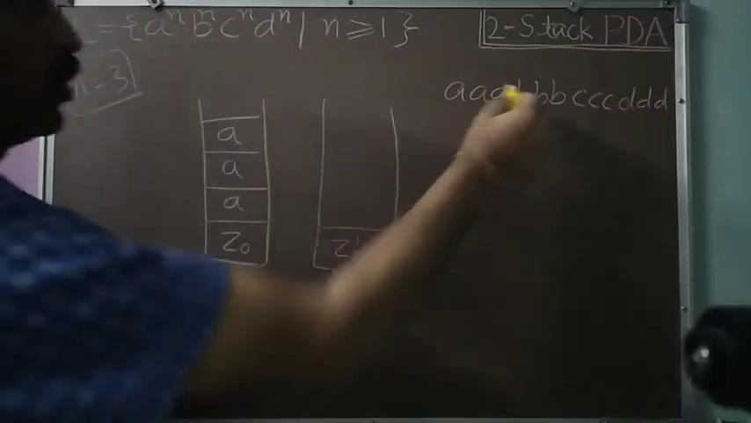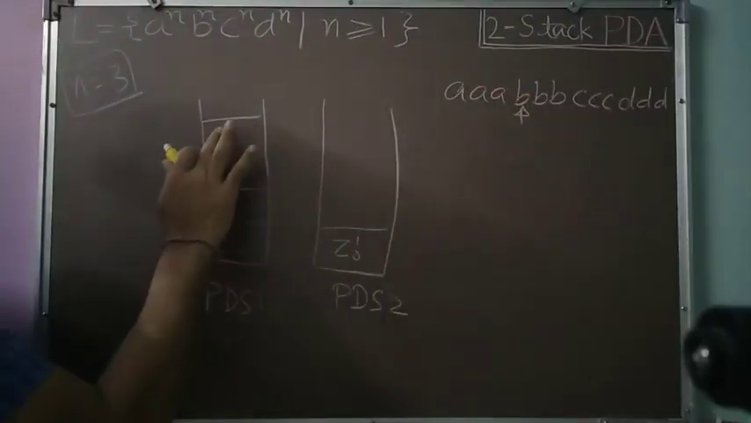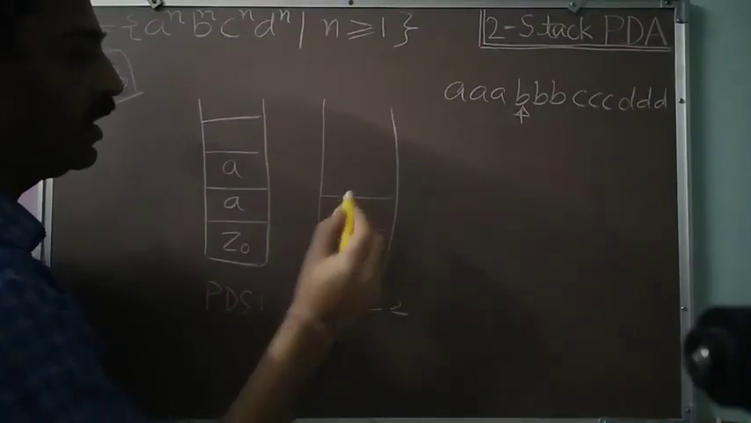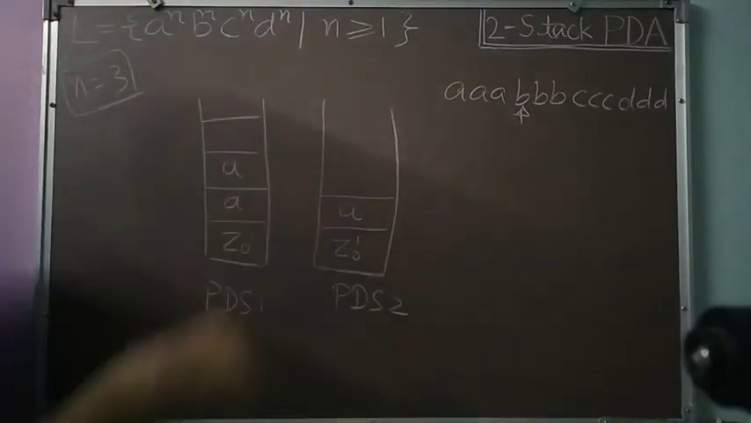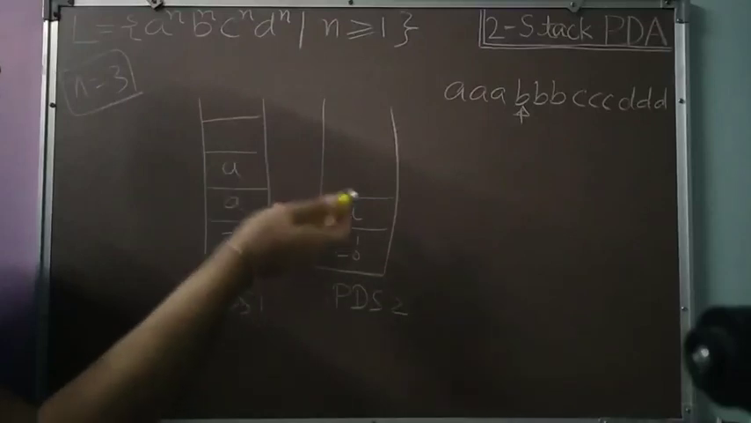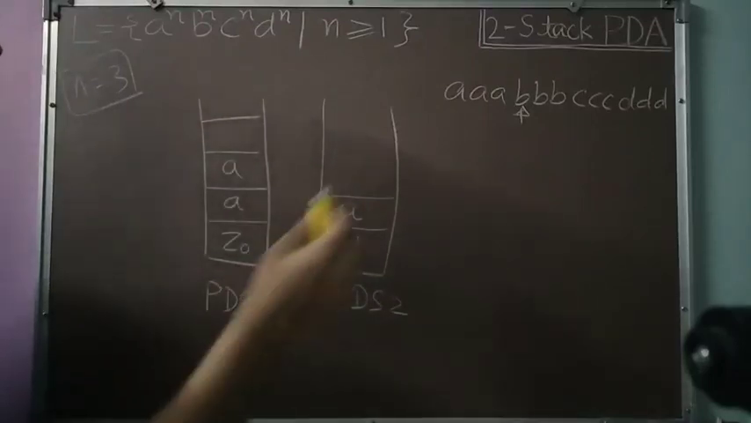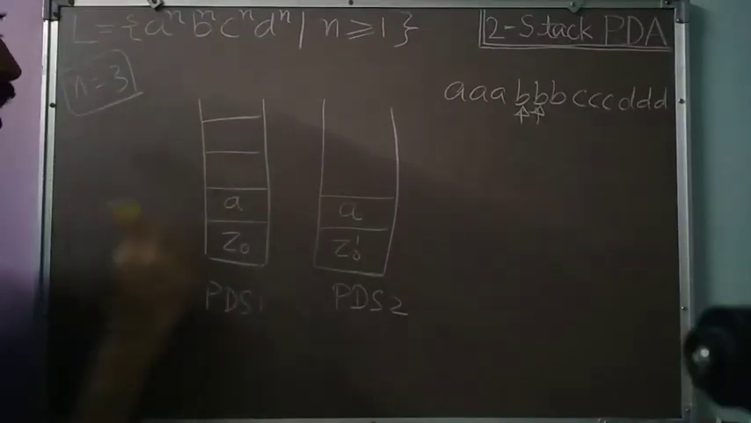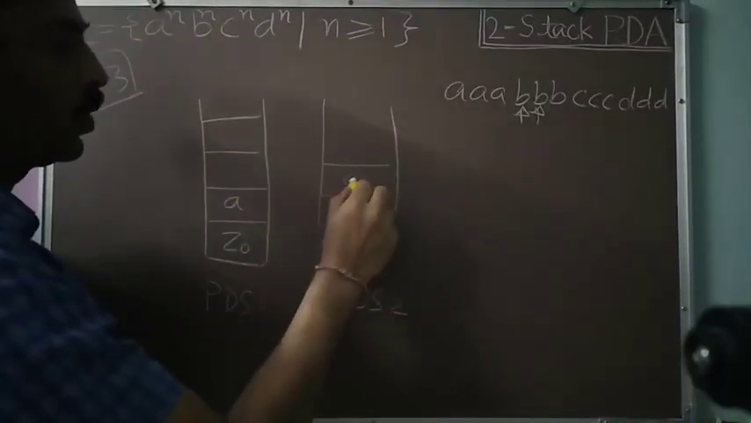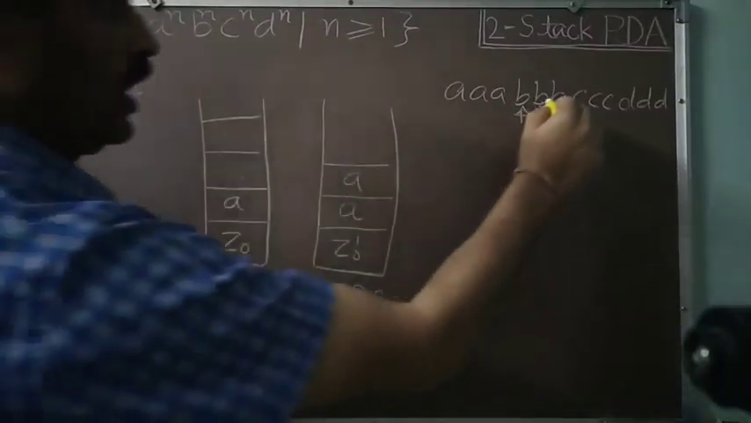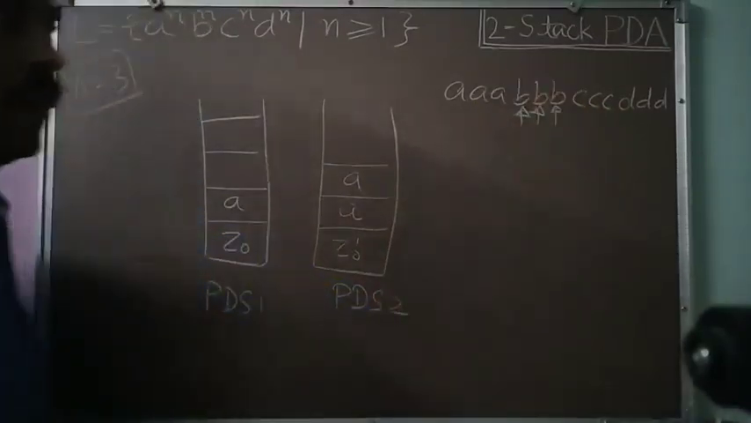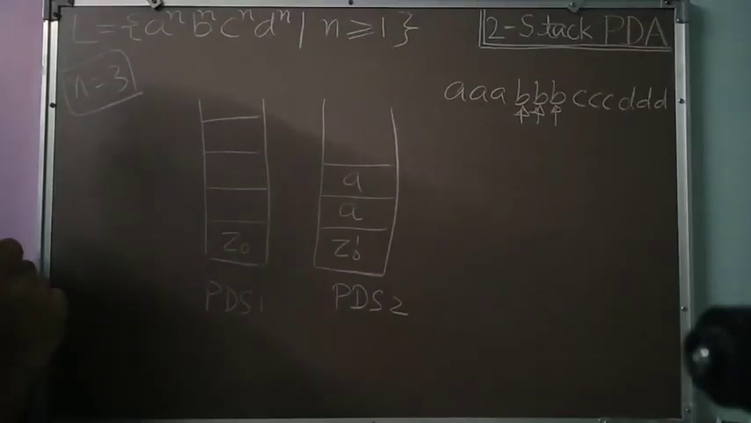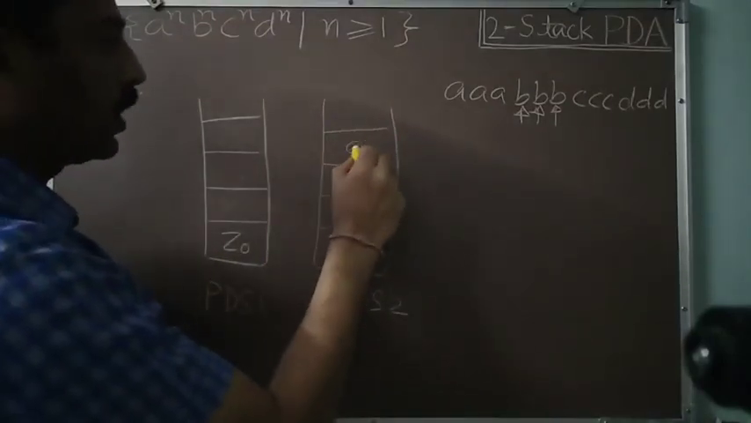So let us do it. Suppose first B has come. So I will remove the topmost A from the PDS 1 and I will push an A to the PDS 2. So these two works I will be doing simultaneously. Now when the second B comes, I will remove one more A from here and I will push one more A on the PDS 2. Then I will be reading the third B. I will be removing this A and I will be pushing one more A here.